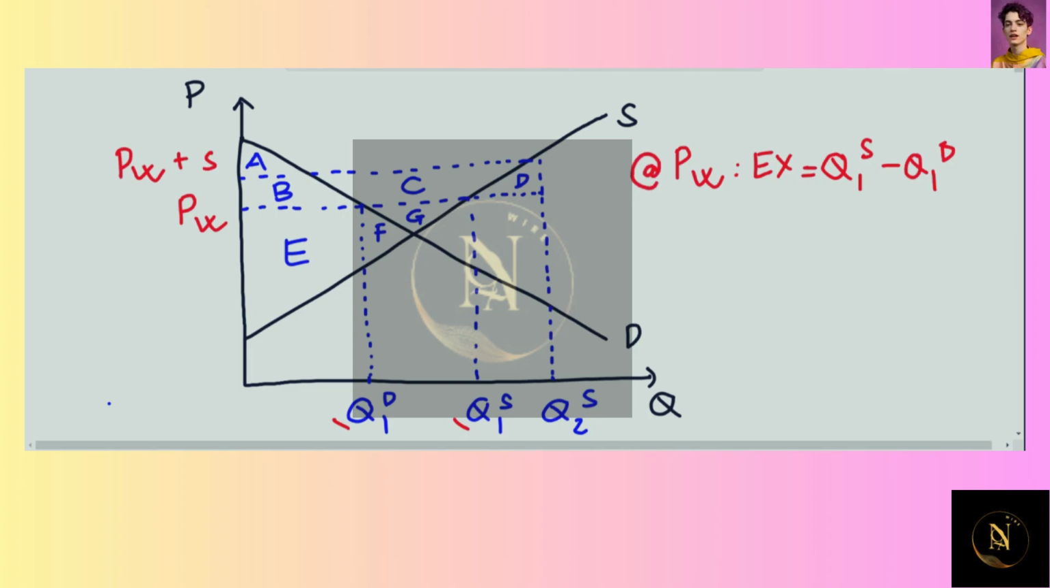With the subsidy put in place, suppliers get a total price per unit of PW plus S because they receive the world price for their exports PW and the government pays them the subsidy of S. However, domestic consumers can still buy steel at the world price PW by importing it.